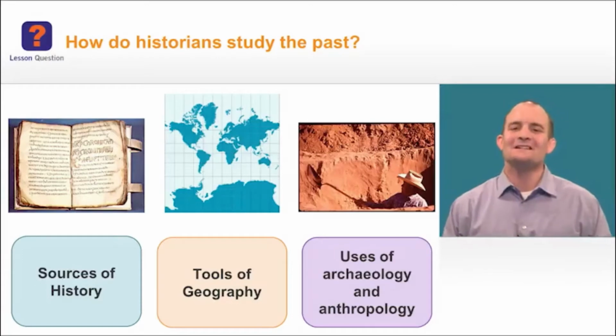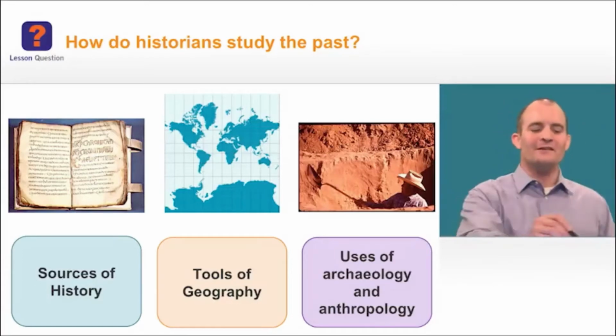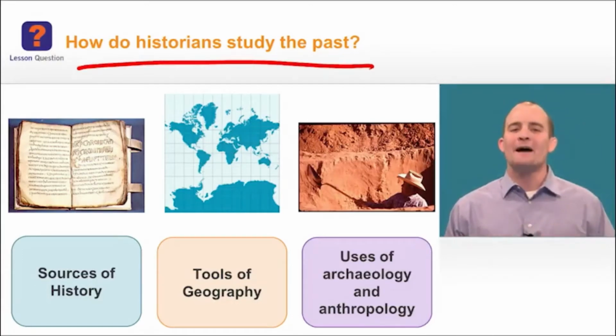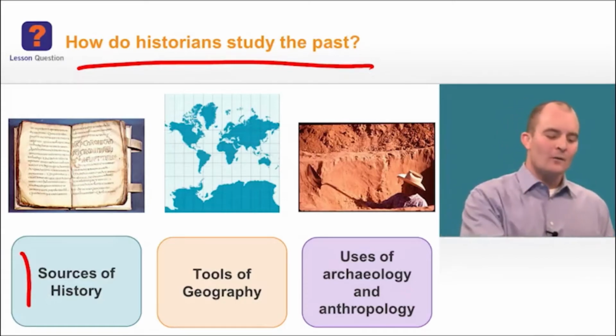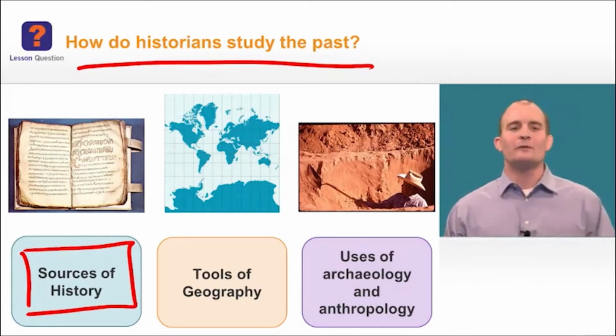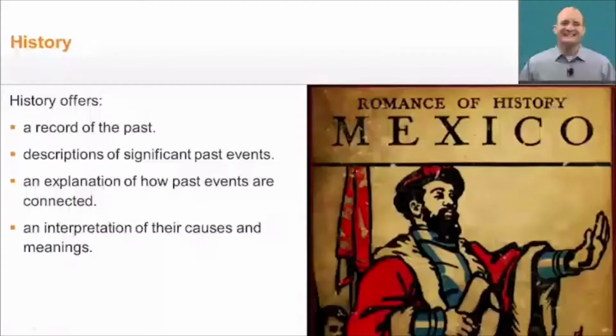Let's take a look at that lesson question, which again is right above me. It says, how do historians study the past? Well, we just saw how historians and people from many different fields come together to try to solve a problem, such as why was Stonehenge built? Well, in this first part of this lesson, we're going to be looking at the sources of history. We're going to be looking at primary sources versus secondary sources. So let's go ahead and get started with this first part.